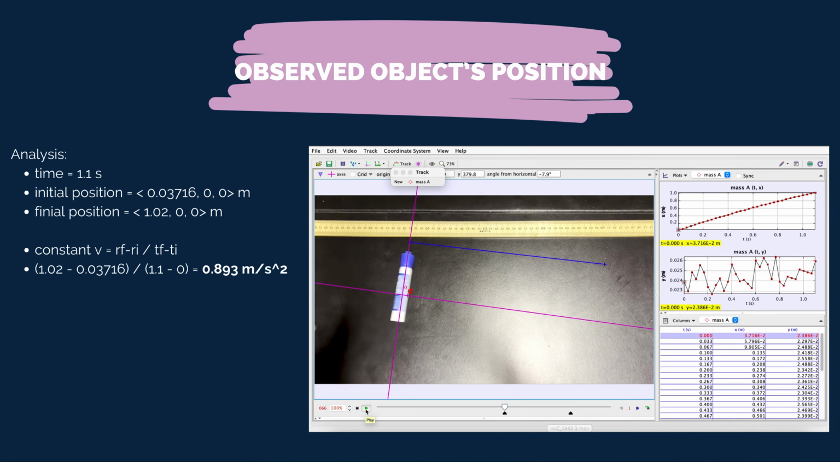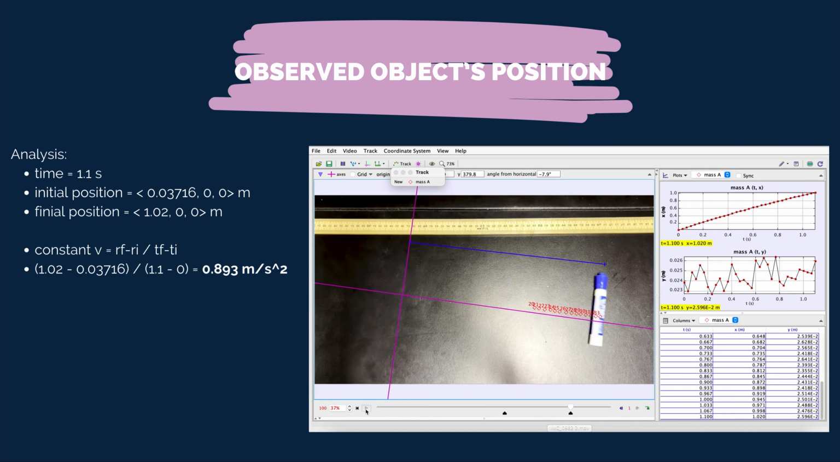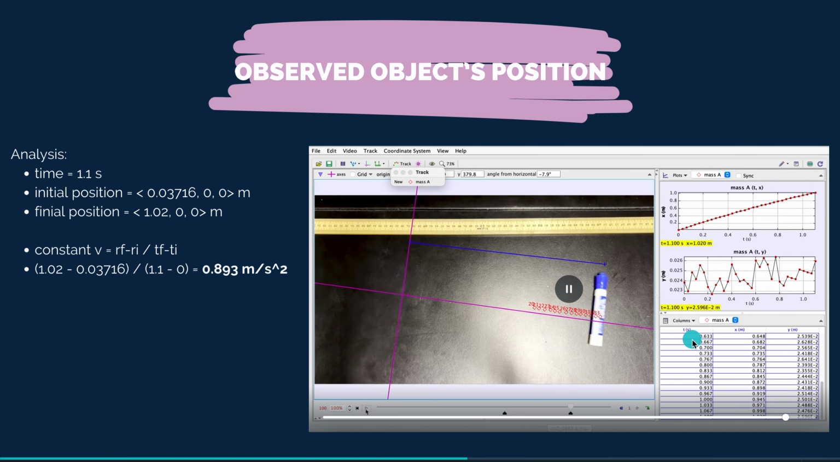Okay, for our observed position, this is what was recorded during our lab experiment. As you can see over here, it shows the time, and then here is the different positions that the object went through. This isn't necessary for this lab, but as you can see up here, it shows an almost linear line. This means that we could assume that our object was moving in constant velocity.